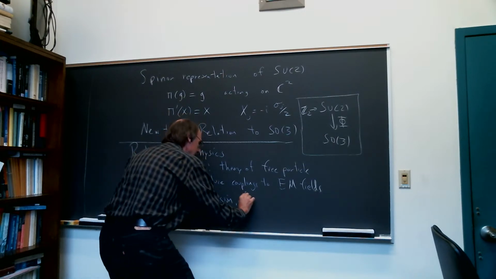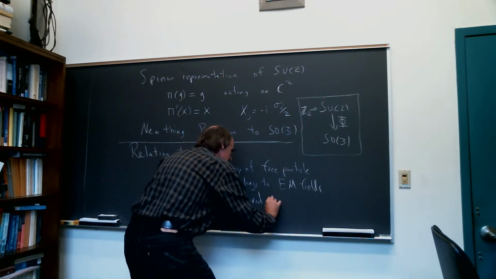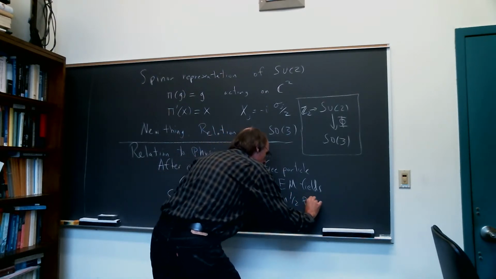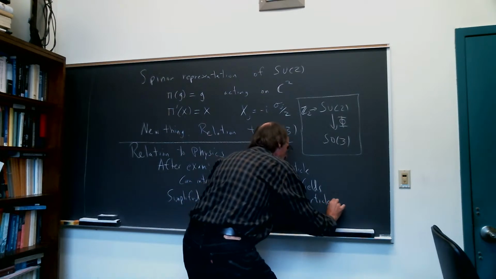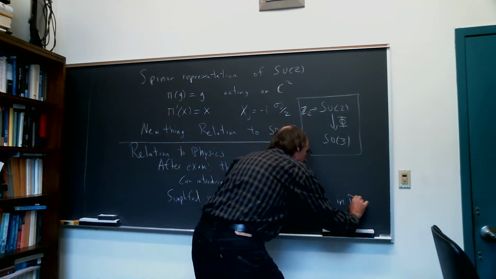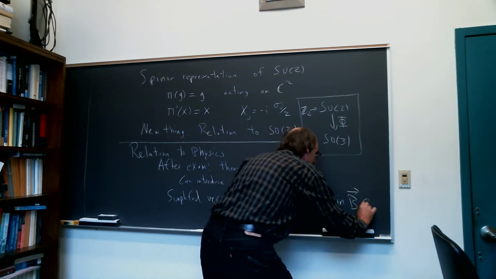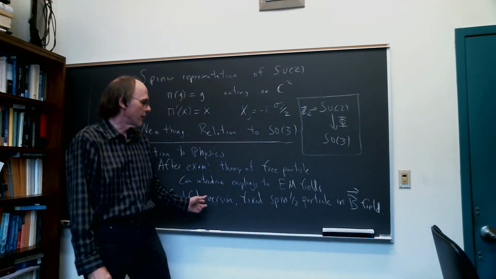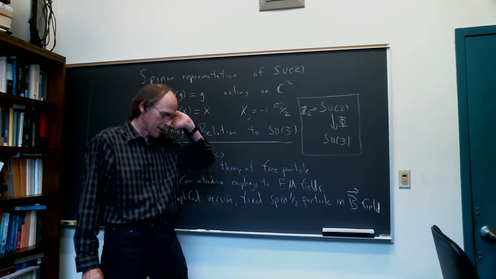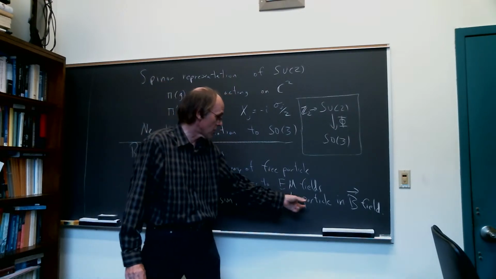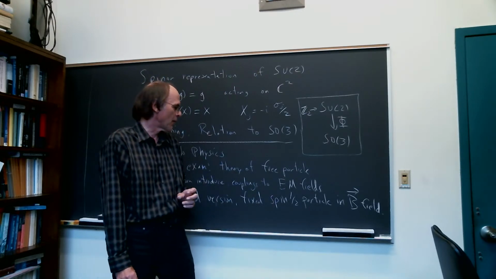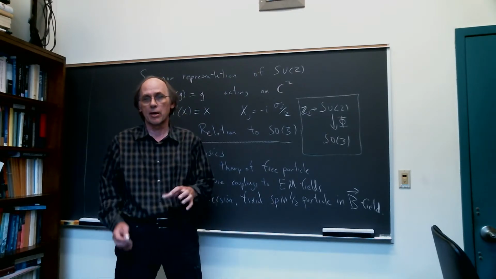Is a fixed spin half in a magnetic field. So if you imagine, and this actually does correspond quite closely to some things that you might want to do to make a qubit.